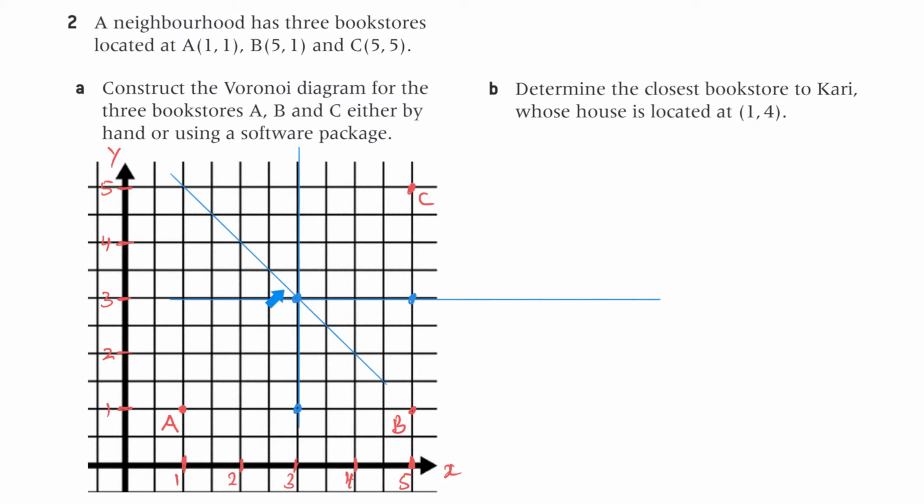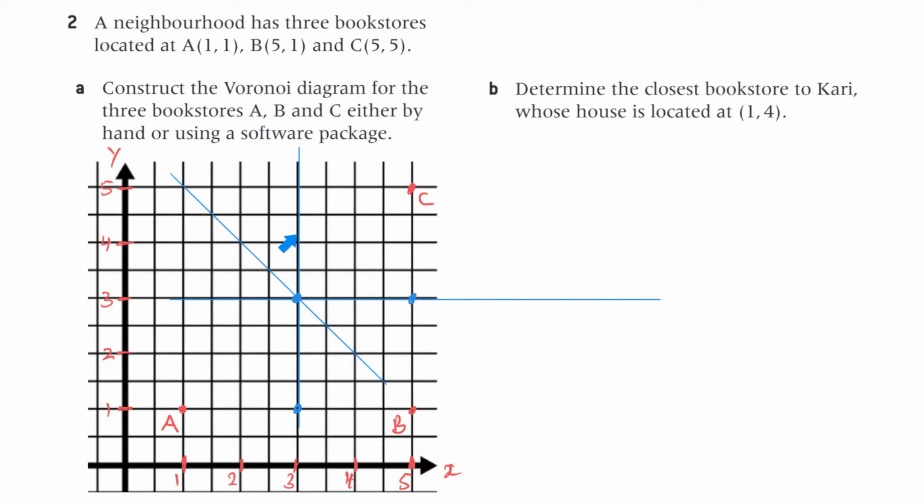There we go. So I've added the perpendicular bisector here between A and C, this one here between C and B, and the vertical one here between A and B. And we're going to go through the same process. Let's look at between C and B.